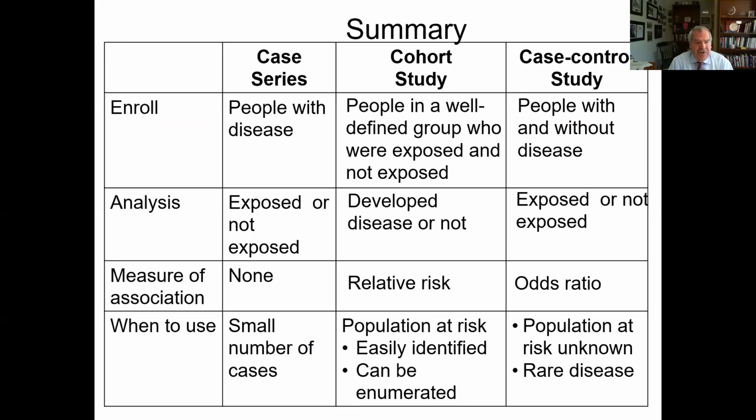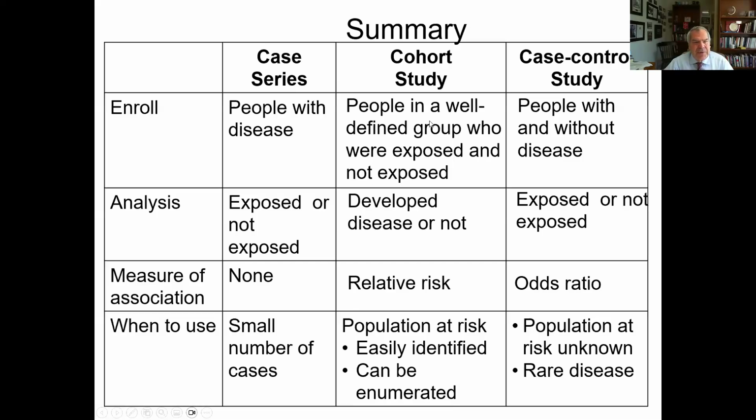Kind of bringing it in summary, as we've looked at the different studies, the case series that we talked about, the enrollment is basically people with the disease, but just by definition, it's a case series. The analyses, it's really not very much of it. You're just reporting if the person was exposed or not exposed. There's no measure of association. And if it's really new and you just want to report something that's a little novel, with a small number of cases, you could have it with this particular group.